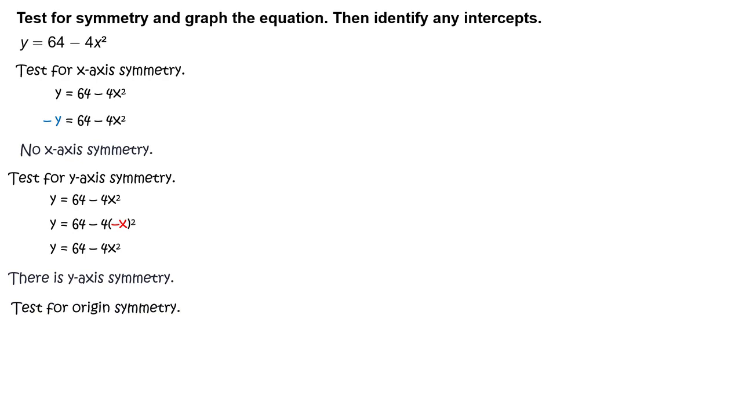Test for origin symmetry. Write the original equation. Substitute negative x for x and negative y for y. Simplify to get negative y equals 64 minus 4x squared. Note that the resulting equation is not equivalent to the original equation, so there is no origin symmetry.